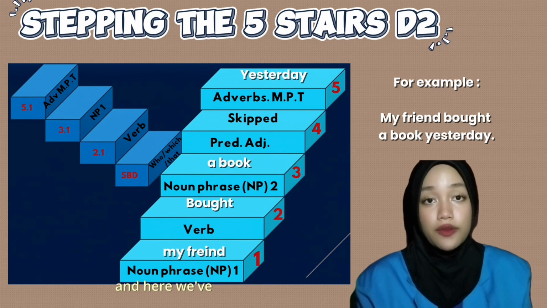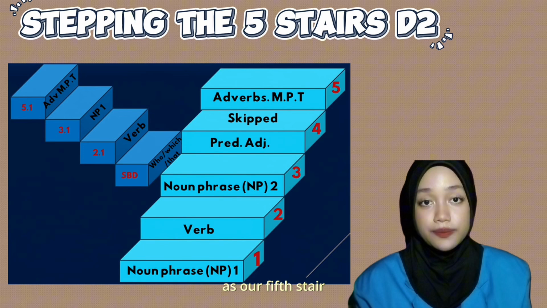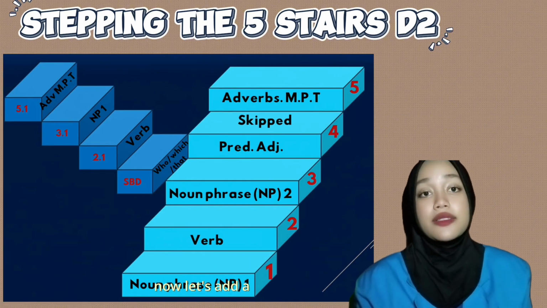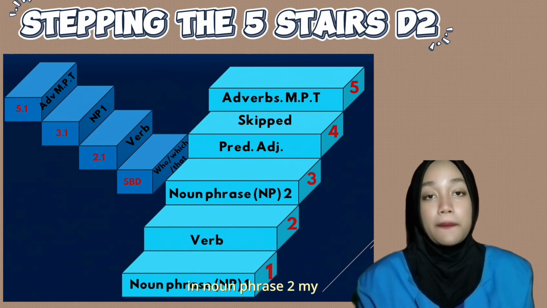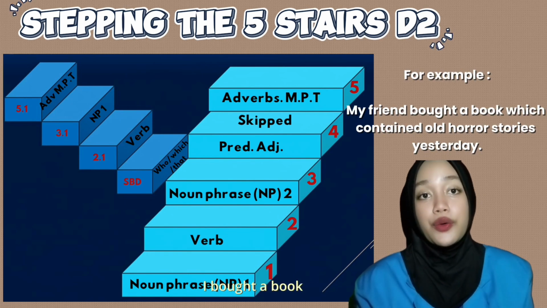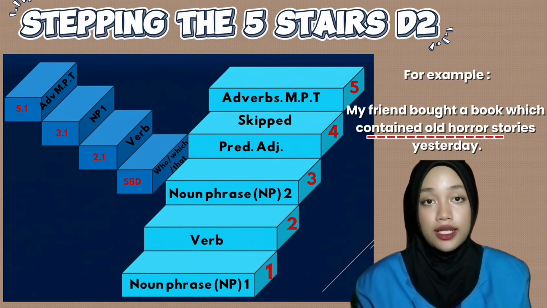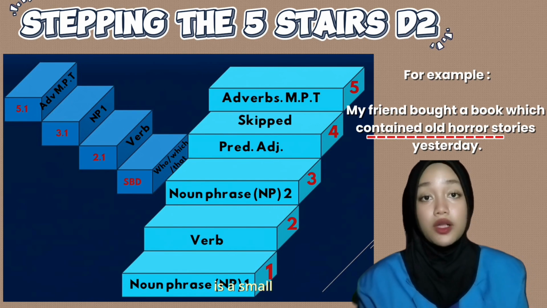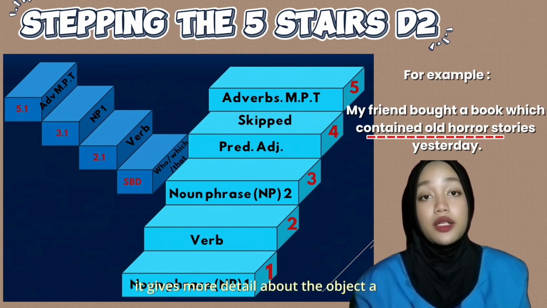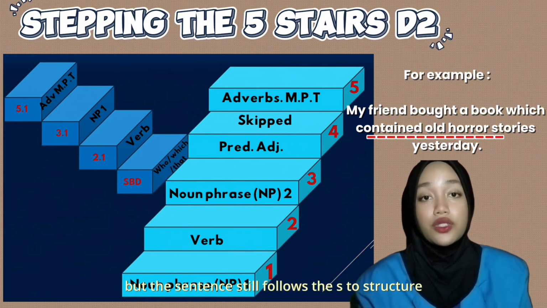And here, we've already used an adverb, yesterday, as our fifth stair. Now, let's add a small staircase in noun phrase 2. My friend bought a book which contained old horror stories yesterday. So the clause which contained old horror stories is a small staircase. It gives more detail about the object, a book, but the sentence still follows the stairs D2 structure.